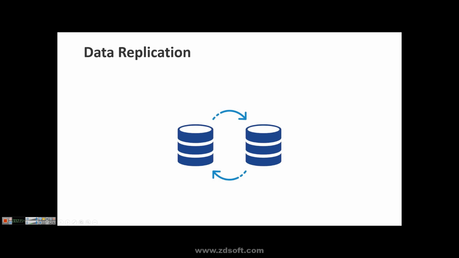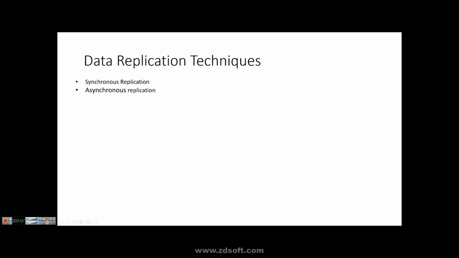Fourth is data replication. Data replication involves copying data from one location to another to ensure that the data is always available if any one location fails. For data replication, we have 2 techniques. First is synchronous replication, second is asynchronous replication. In synchronous replication, data is replicated in real time to ensure consistency across all locations. And asynchronous replication is where data is replicated with some delay, which can be efficient but may result in slight data inconsistencies. So these are the 2 data replication techniques.